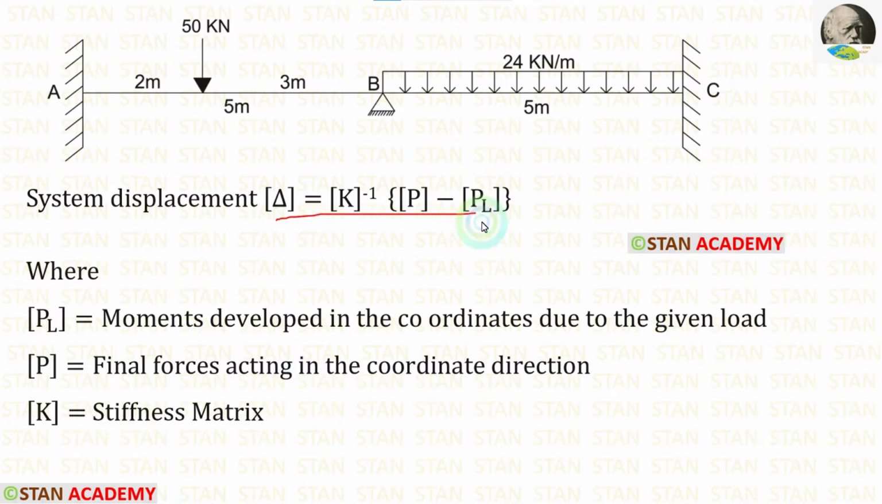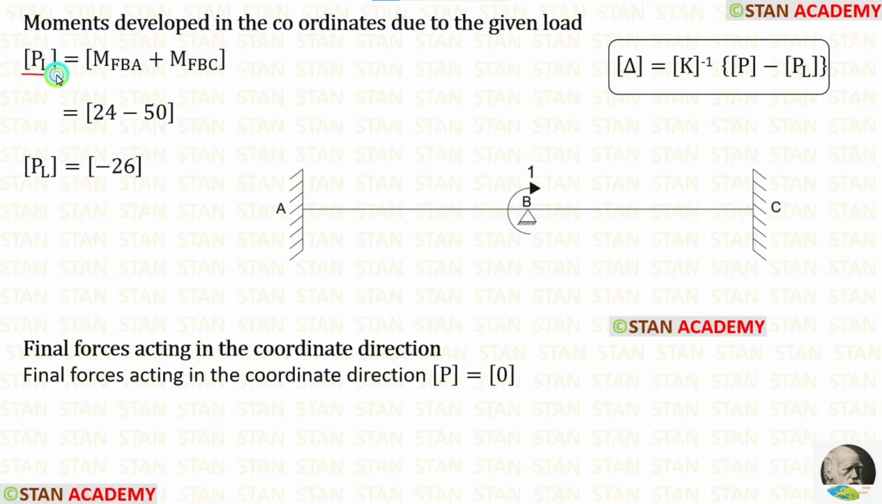In this formula, first let us find PL matrix. We know that PL matrix is the moments developed in the coordinates due to the given load. In this analysis, we are having only one coordinate, that is in the point B. In the point B, we have calculated two fixed end moments. They are M of BA and M of BC. We have to add both of them. After adding, we are getting minus 26. For PL matrix, we are having only one value because we are having only one coordinate.